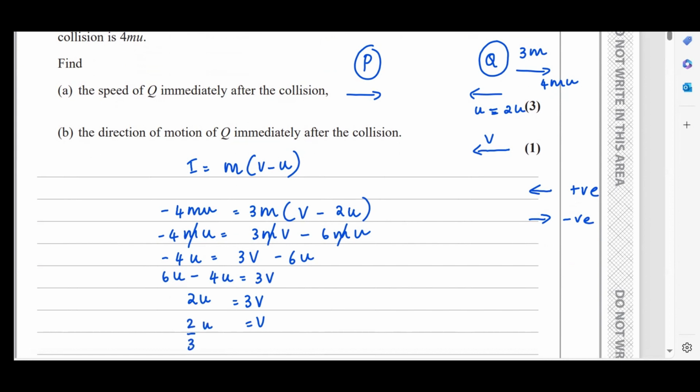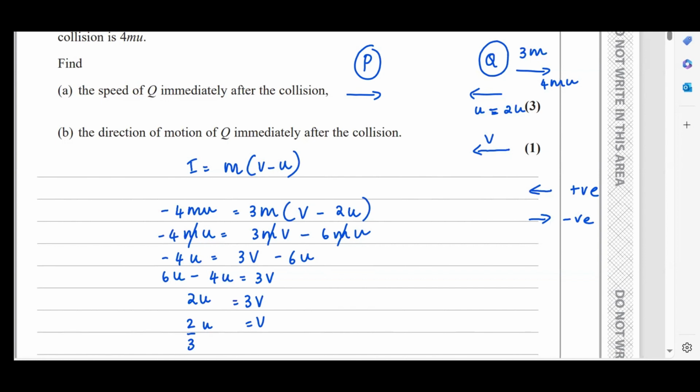When I found the answer for v, I got a positive answer. That means the direction I assumed here is correct. If I had got a negative answer for the final velocity v, that would mean the direction I assumed in the beginning is wrong. So part A is done. The speed of Q immediately after the collision is 2 by 3 u.